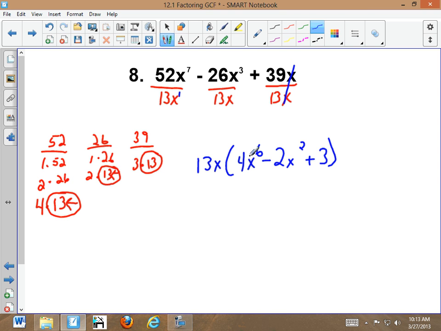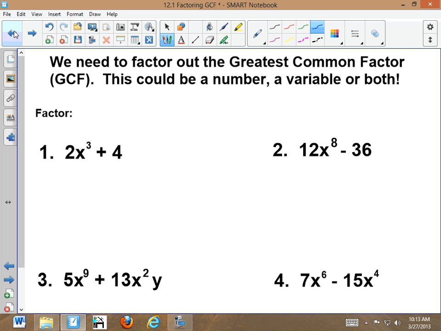That is how you factor out the greatest common factor from 52, negative 26, and 39. Notice how I kept my negative inside my parentheses. That's why this does not change signs. Okay? That's why the 13 stayed positive. Okay, let's go back and let's look at number 1.